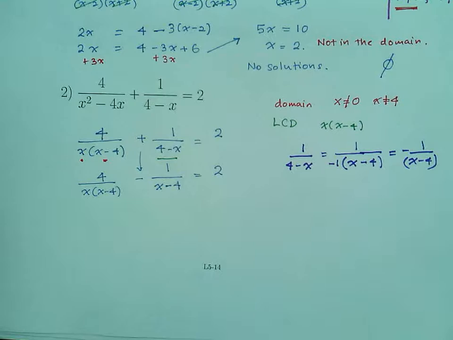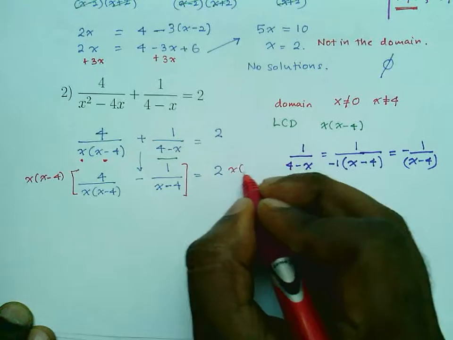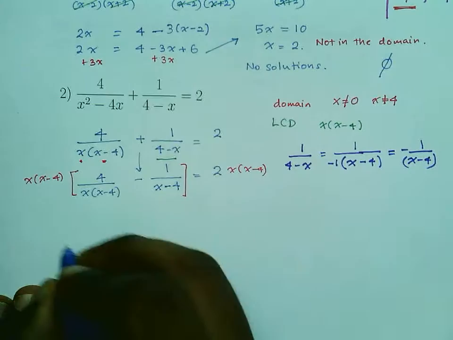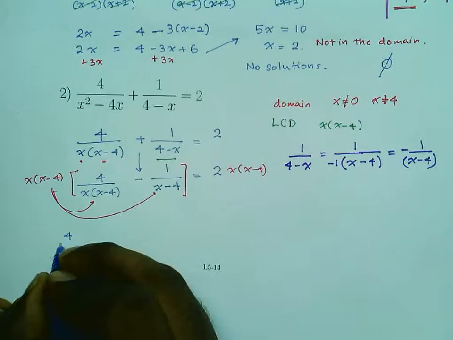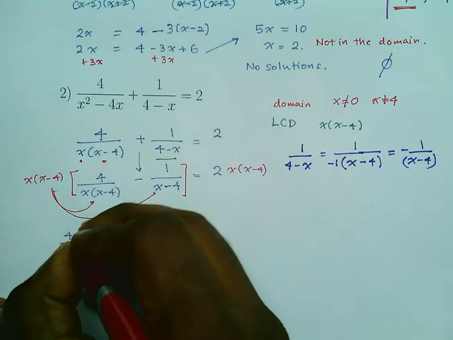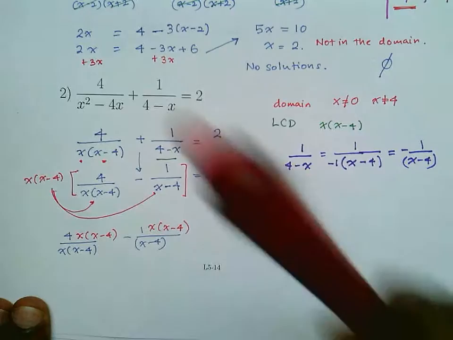Once you do that, you can multiply both sides by the least common denominator, which is x times x minus 4 here and x times x minus 4 here. And once you do that, do the distribution step. You need to distribute on the left hand side now. So I would write the original rational expression, and in red I'm going to write the least common denominator, minus 1 over x minus 4 times x minus 4, and on the other side I just have 2x times x minus 4.